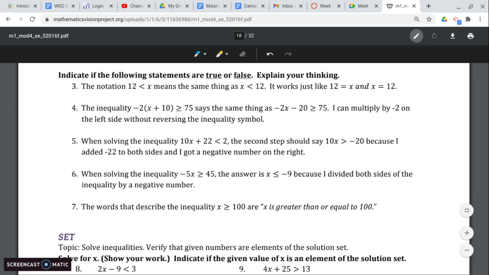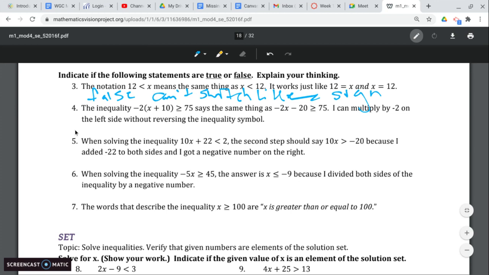Is this true? Here we're saying x is all values less than 12. So 11, 10, 9, 8, 7, 6, 5, so on and so forth. Here we're saying 12 is less than x, which means that x has to be 13, 14, 15. So is this true? No, it's false. We can't switch inequalities around. So we can't switch it like the equal sign.